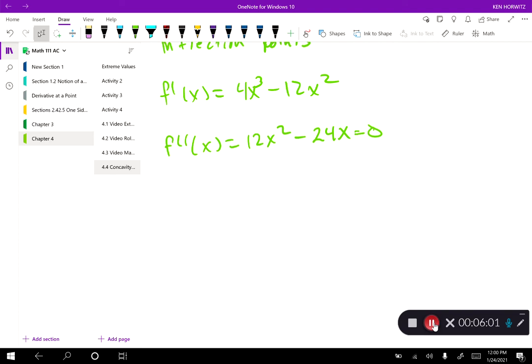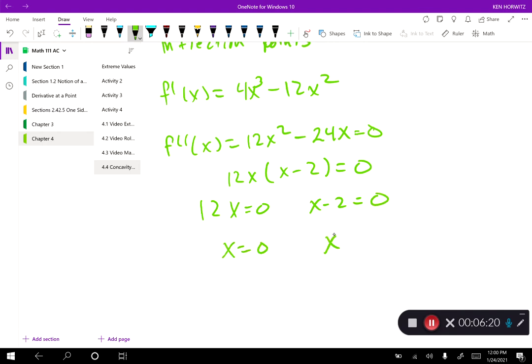All right, so hopefully you paused the video. And I'm going to do it real quick. So I have 12x, and I'm left with x minus 2. So I get 12x equals 0, x minus 2 equals 0, x equals 0, and x equals 2 are the two possible inflection points. I'm not saying they're guaranteed to be inflection points, but those are the only possible points of inflection that we have.